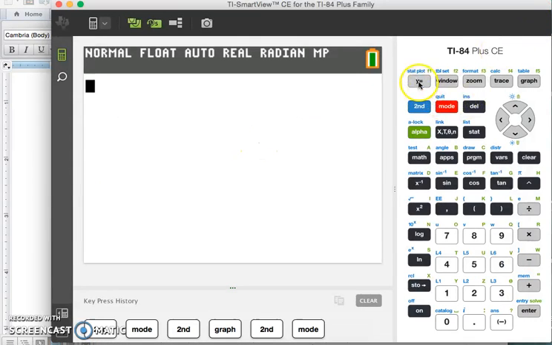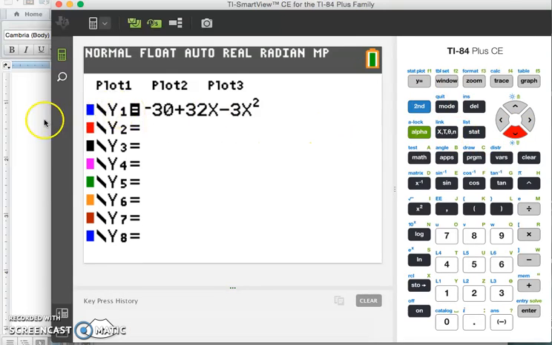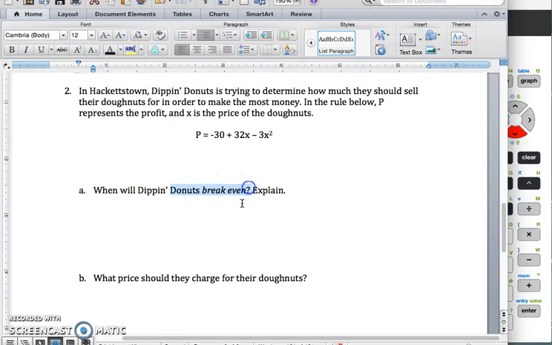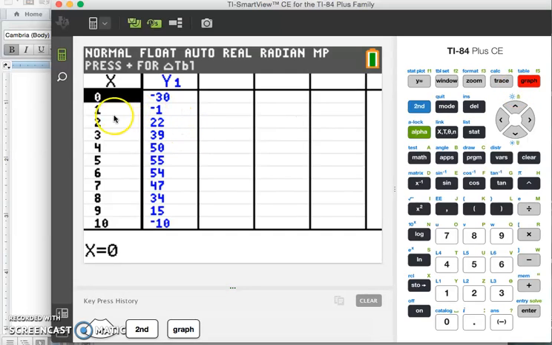So the first thing I did was put the equation into y equals in my calculator, and I am looking for the break-even points, and that means when y is equal to 0 and there is no profit made and there is no money lost. Okay, so here I'm going to look in the table, and the break-even point is going to be somewhere in between $1 and $2 because I go from a negative to a positive, and then somewhere in between $9 and $10 because I go from a positive to a negative.